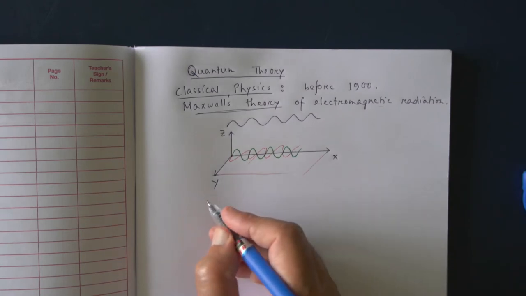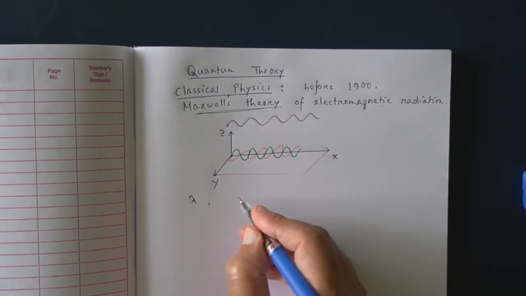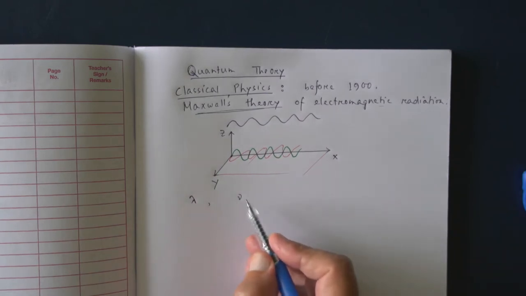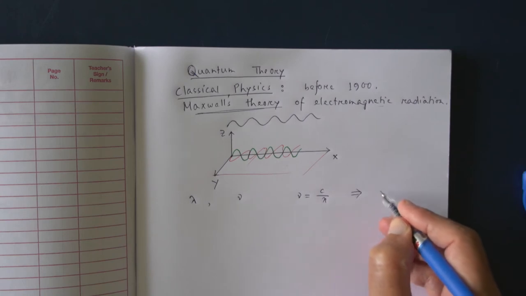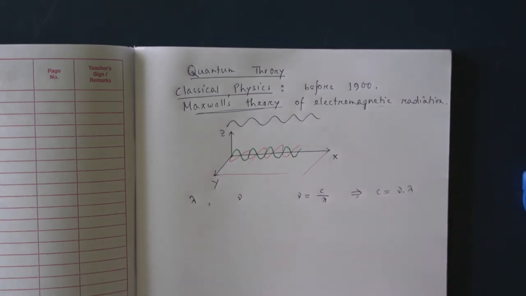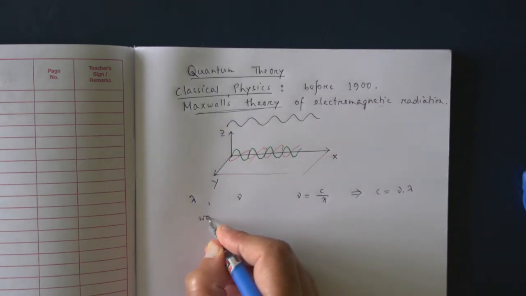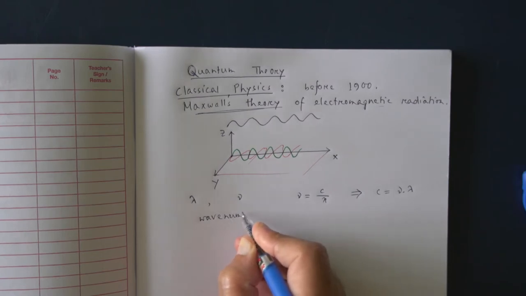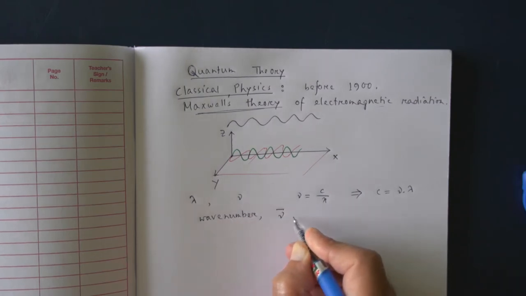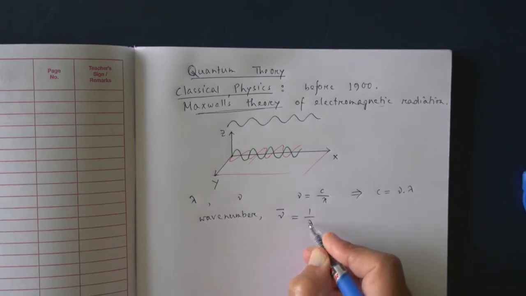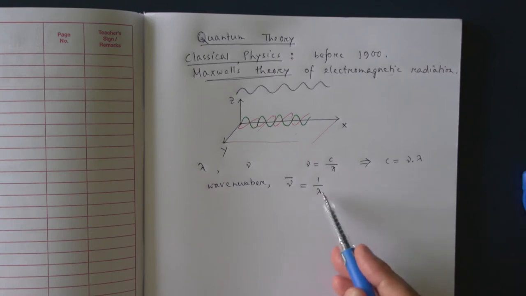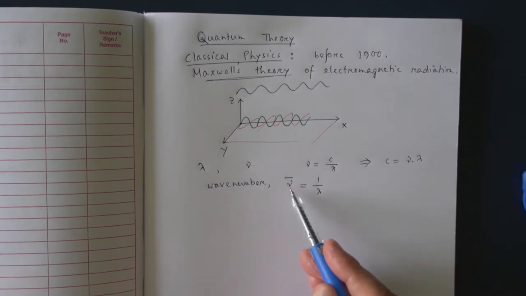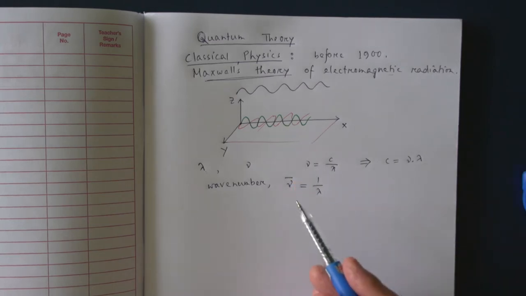And you know, a wave has wavelength. You know all these things. It has frequency, wavelength, frequency. And you know, nu equal to c by lambda, or c equal to nu into lambda. So then another thing is called wave number, whose symbol is nu bar, that is equal to 1 by lambda. Okay, you know this. So with a wave, all these quantities are there: lambda, frequency, wave number.